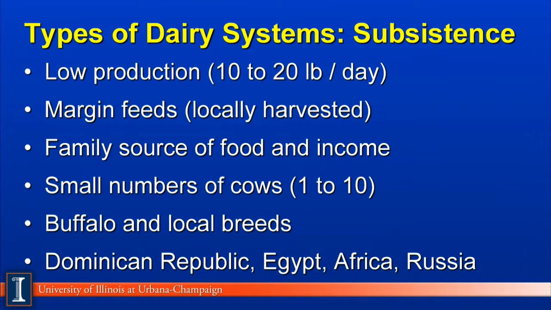The third system we'll discuss is what we call subsistence. This basically is the family dairy herd or cow. Usually characteristics include very low milk production. 10, 12, 15, 20 pounds of milk a day would be very common. In many cases, local breeds are brought in and crossbreeding are involved. So we're not using the high genetic breeds. The feed is pretty marginal.